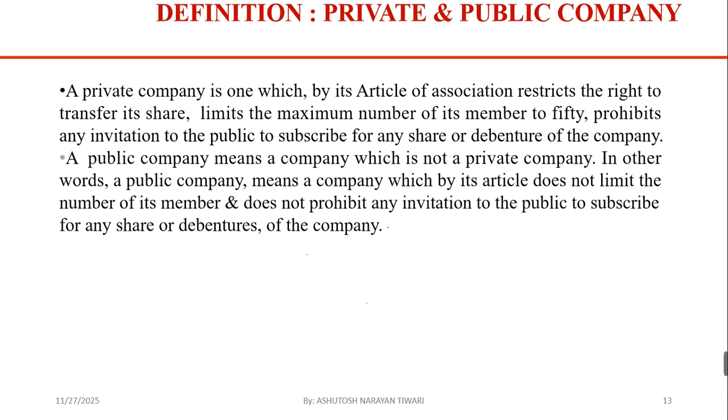Definition: private and public company. A private company is one which, by its articles of association, restricts the right to transfer its shares, limits the maximum number of its members to 50, and prohibits any invitation to the public to subscribe for any share or debenture of the company. A public company means a company which is not a private company.